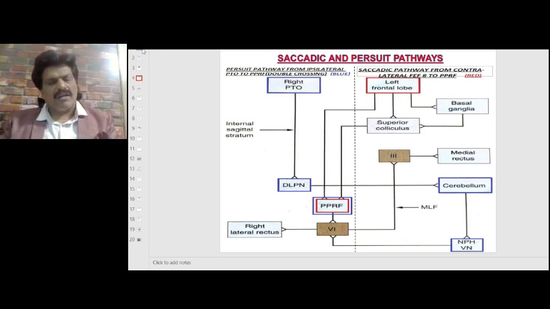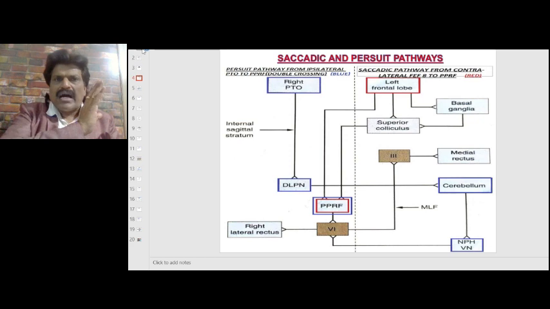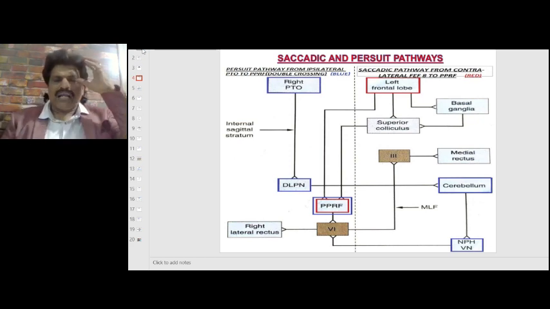It goes to the cerebellum on the opposite side and then comes to the PPRF. Very important point: the saccadic pathway controls the eye movements to the opposite side. So frontal eye fields, area number 8, goes to the PPRF on the opposite side. PPRF connects to the 6th nerve on the same side and to the medial rectus through the MLF. So when the left PPRF is stimulated, the eyes move to the opposite side.